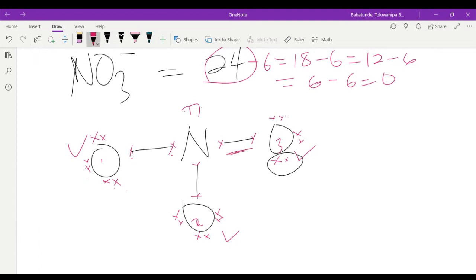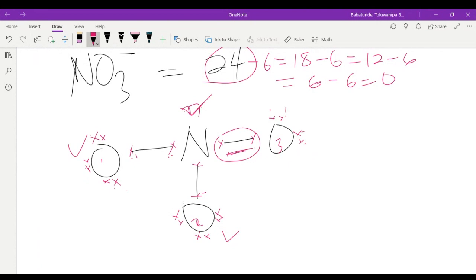I'm going to place it here. Since I've moved it, this is going to disappear. So we now check again, is everybody happy? We can see that these 2 electrons here make 4. So this is going to be 4, 5, 6, 7, 8. So right now, nitrogen is happy. This oxygen is still happy too, because we have 4, 5, 6, 7, 8.